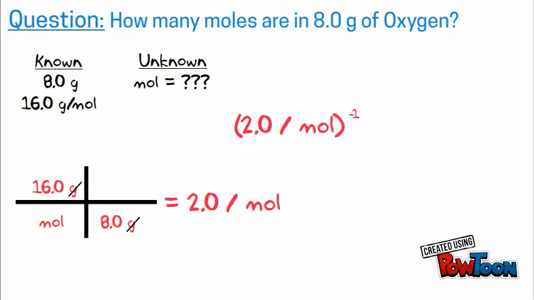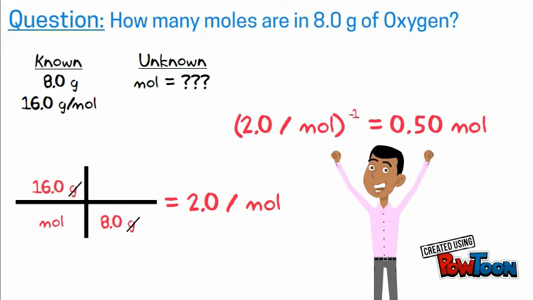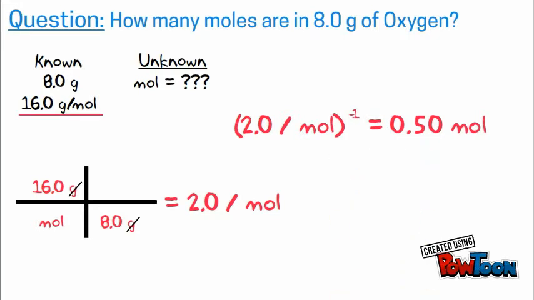By taking the fraction 2.0 per mole and raising it to the power of -1, we get 0.50 moles. And that is the correct answer. Even though we started with the, quote, wrong number, the table method allows us to see that the answer is inverted.